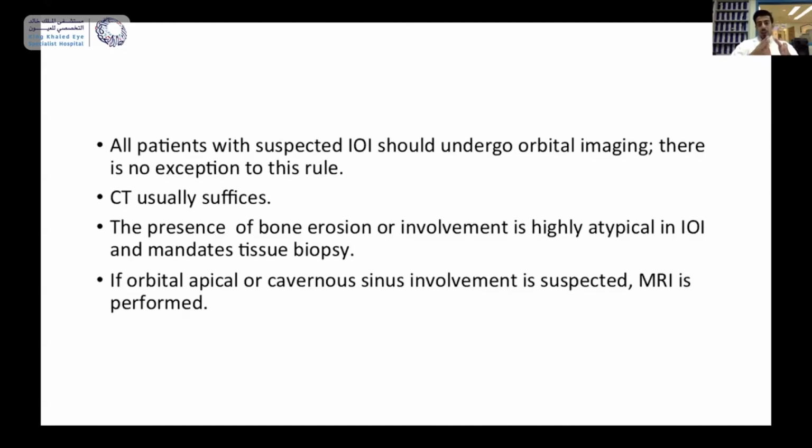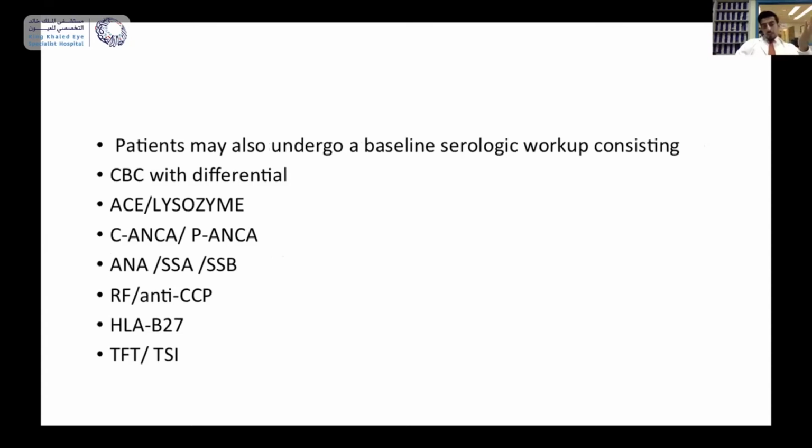Any patient with suspected IOI should undergo orbital imaging, and usually CT is enough. If you find bone erosion or bone involvement, this is atypical IOI, and you should do a biopsy. If orbital apex or cavernous sinus involvement is suspected, do an MRI to assess the extent. Baseline serologic workup that we usually order includes CBC with differential, ACE and lysozyme, C-ANCA and P-ANCA for vasculitis, ANA, SSA and SSB, rheumatoid factor or anti-CCP, HLA-B27 can be ordered too, and thyroid function and thyroid stimulating immunoglobulin or TSH receptor antibodies.